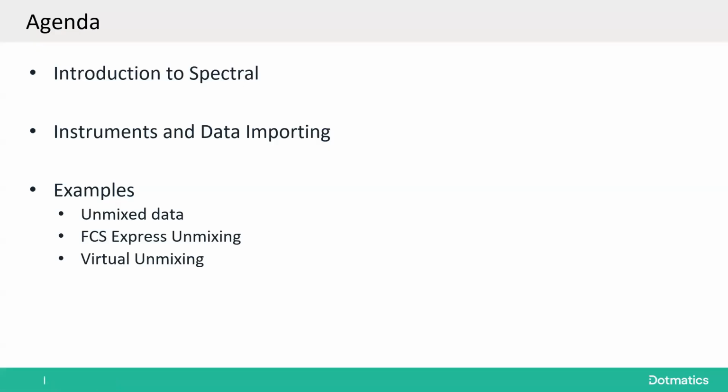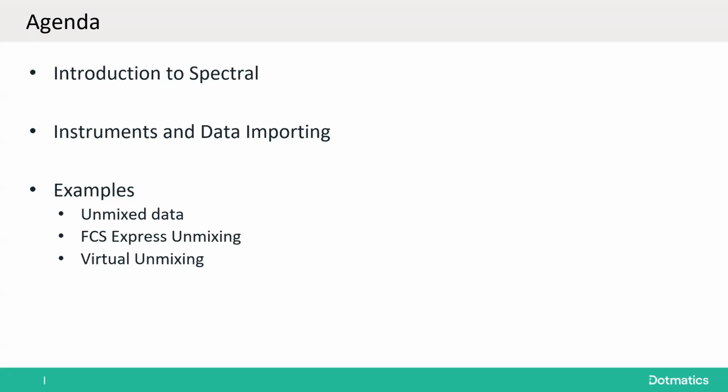All right, for today's talk, we're going to go through an introduction to spectral. So if some of you have been using compensation as your way to correct fluorescent spillover, and you're not really familiar with spectral, I'll talk a little bit about that. We'll talk about the instruments and data that we can import into FCS Express for spectral analysis. And then we'll go through some examples.